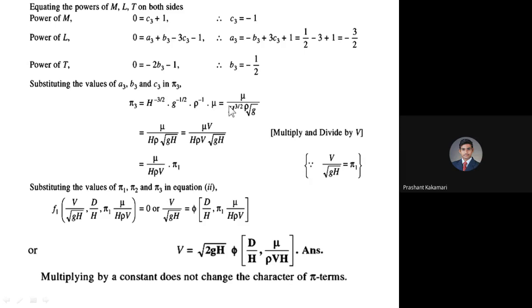So rho raised to minus 1 into mu. Now mu I'll keep in the numerator, divided by h raised to 3 by 2 kept as it is, into rho, because it is minus 1 only, in the denominator. g is minus half. You can write g raised to positive half in the denominator, or else you can take the square root of g. So like this, in the pi 3 term, the properties are related like this. In this problem, for our reference, we have taken the pi 3 term. If you take the pi 1 term itself, we will get the same thing. If it is the pi 1 term, we will get mu by h raised to 3 by 2 rho into square root of g.